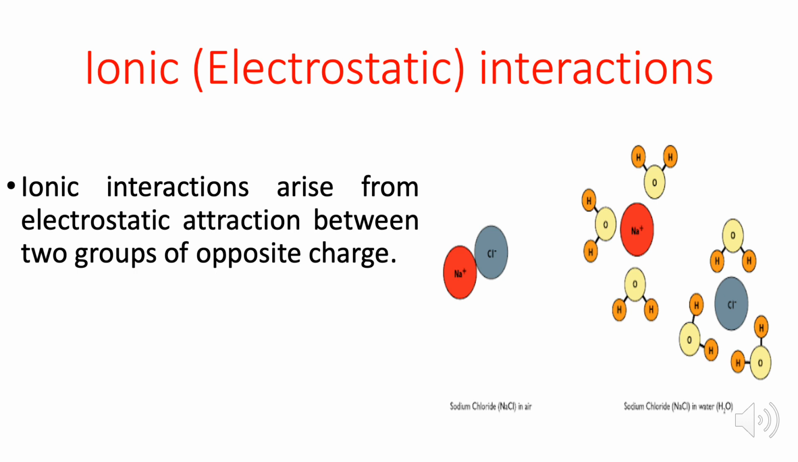The second type of bond involved in antigen-antibody interaction is the ionic or electrostatic interactions. This type of bonds arise from two groups. They are referring to antigen-antibody, and these two groups have opposite charges. So basically, if your antigen is positive and if your antibody is negative, then they will be attracted towards each other and they will form what we call electrostatic interaction.